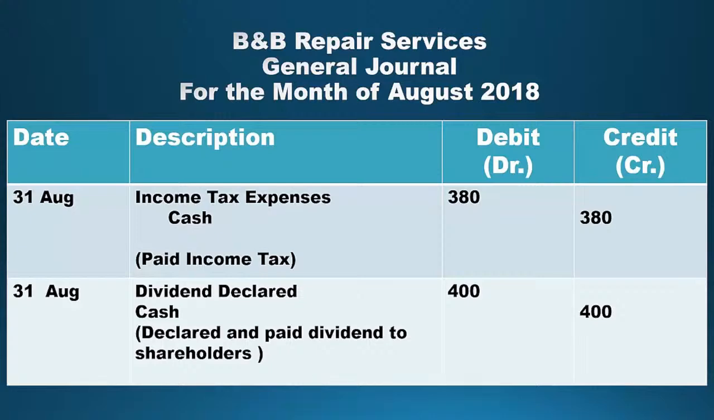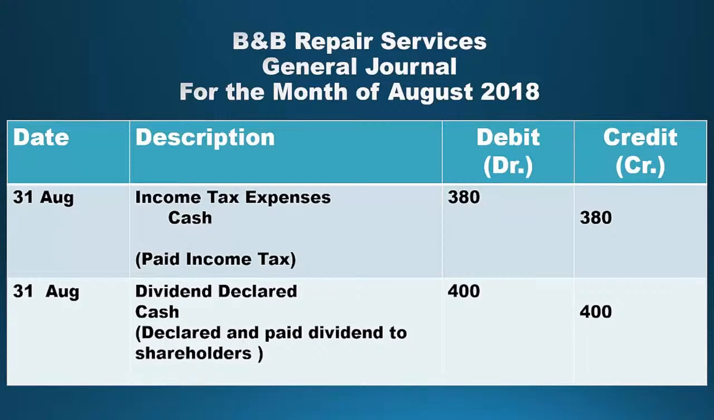Declaring and paying dividends. Step 1. What happened? The company declared and paid $400 in dividends to its shareholders. Dividends are a distribution of profits, not an expense, so they reduce retained earnings. Step 2. Which accounts are affected? Dividends declared increases because this represents a reduction in retained earnings. Cash decreases because the company paid the dividends.